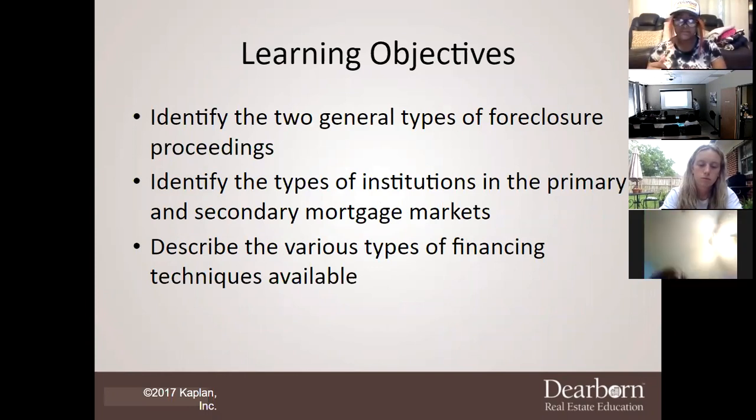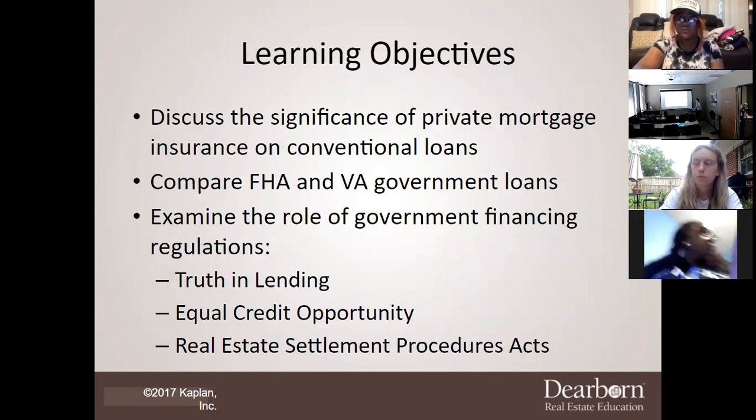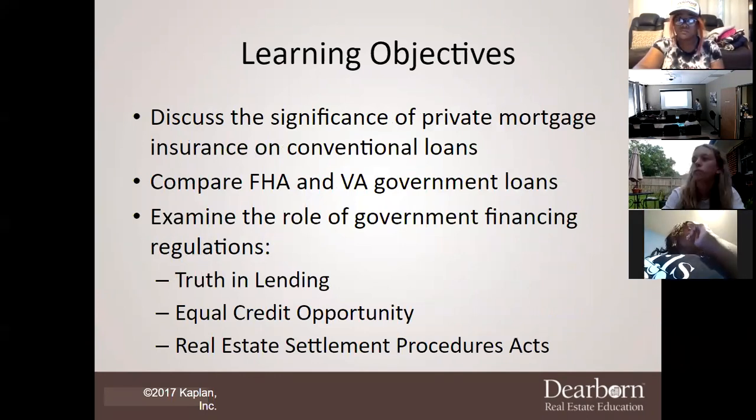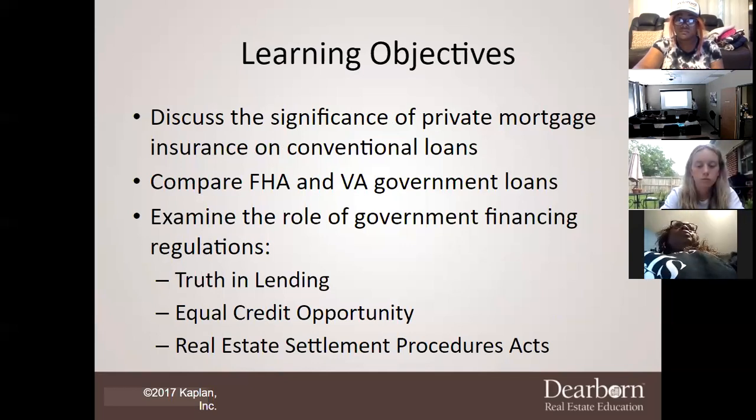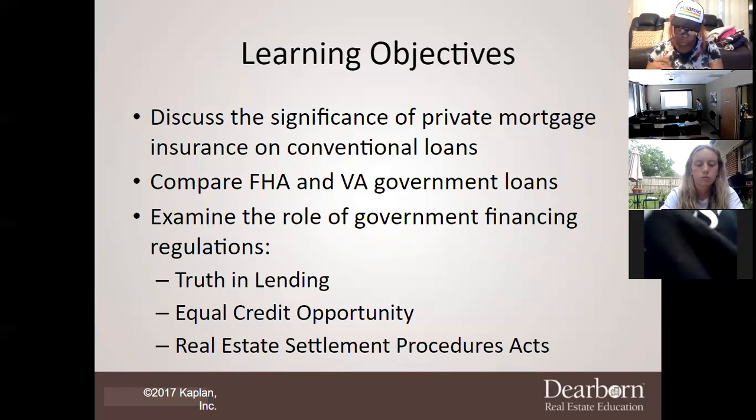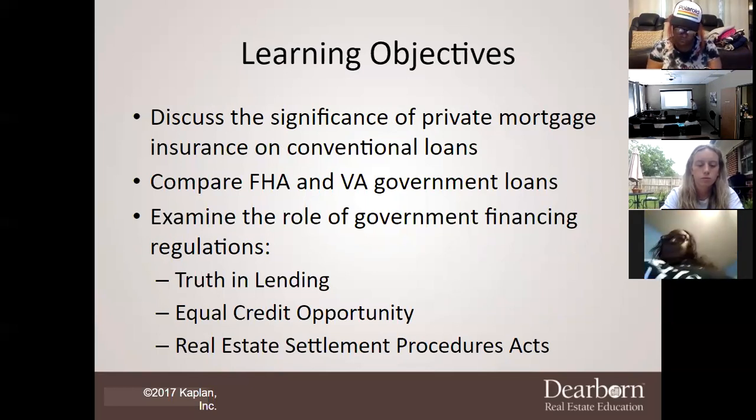We'll describe the various types of financing techniques available. We'll also discuss the significance of private mortgage insurance on conventional loans. We'll compare FHA and VA government loans. And we'll examine the role of government financing regulations in the Truth in Lending, Equal Credit Opportunity, and Real Estate Settlement Procedures Act.